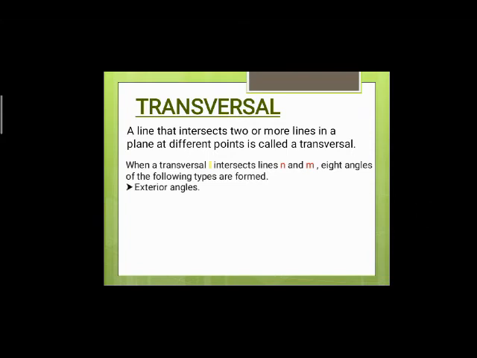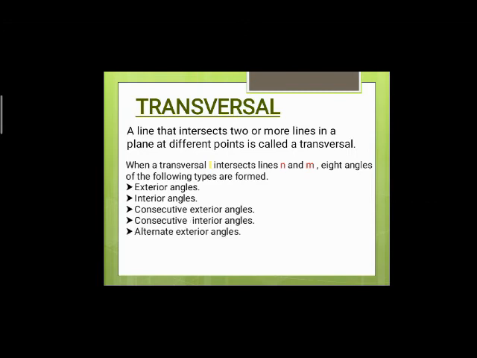Number 1, exterior angle, interior angle, consecutive interior angle, consecutive exterior angle, alternate exterior angle, alternate interior angle, and corresponding angles. So here we have two line segments, N and M, and L is the transversal that cuts both the parallel lines at two intersecting points and makes 8 different angles. Hopefully you all understand. Now we move forward toward our given proof.